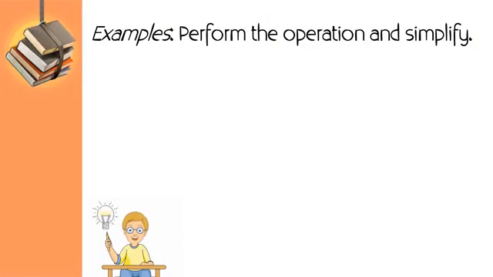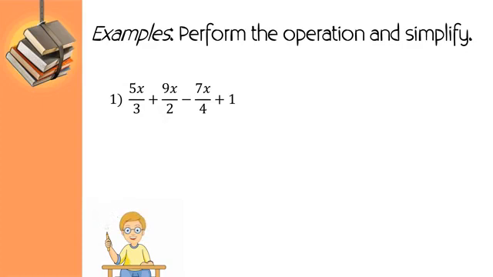Okay, examples: perform the operation and simplify. We have example number 1: 5x over 3 plus 9x over 2 minus 7x over 4 plus 1. In adding and subtracting rational expressions, first we need to find the least common multiple of the denominators, or the LCM.